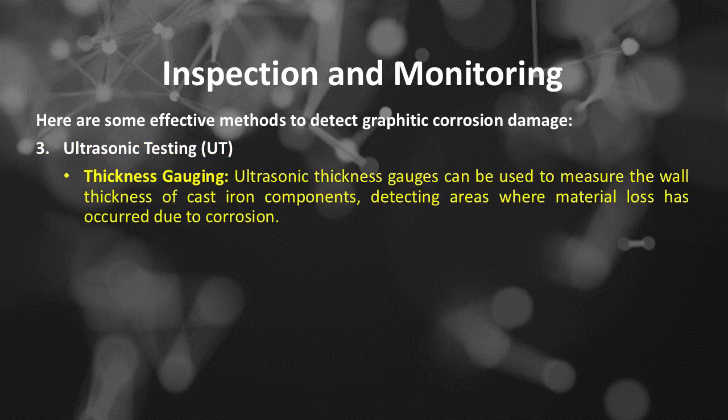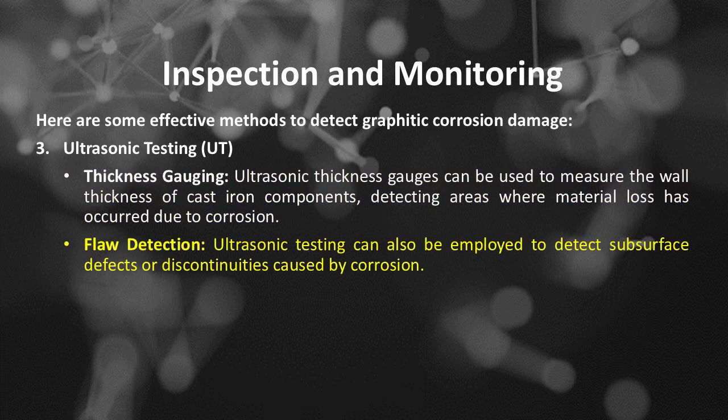Number 3 is ultrasonic testing or UT. Thickness gauging. Ultrasonic thickness gauges can be used to measure the wall thickness of cast iron components, detecting areas where material loss has occurred due to corrosion. Flaw detection. Ultrasonic testing can also be employed to detect subsurface defects or discontinuities caused by corrosion.